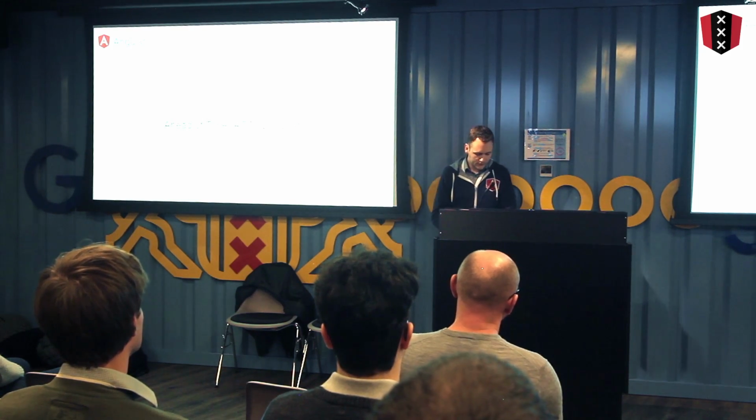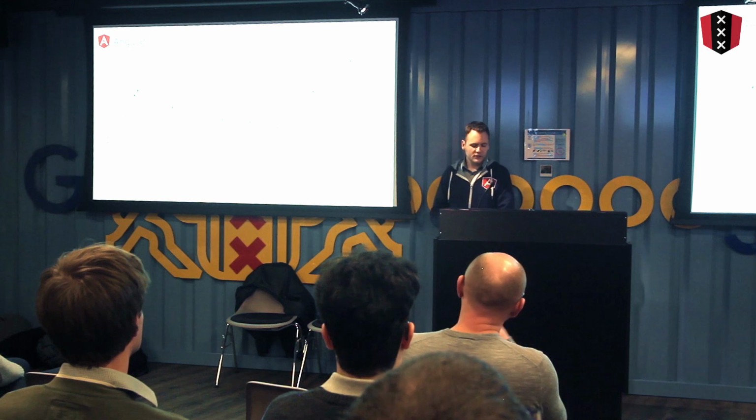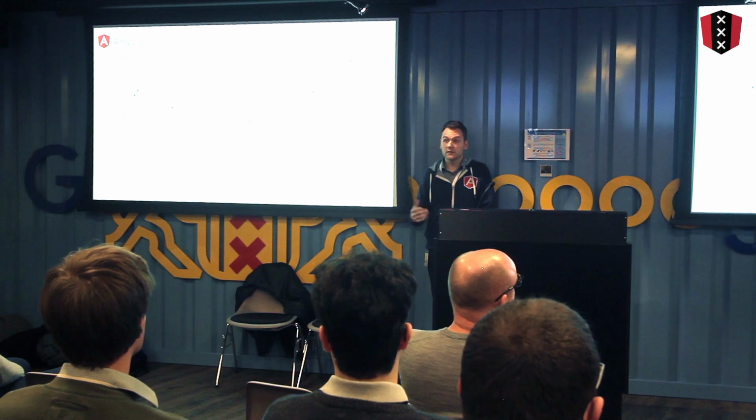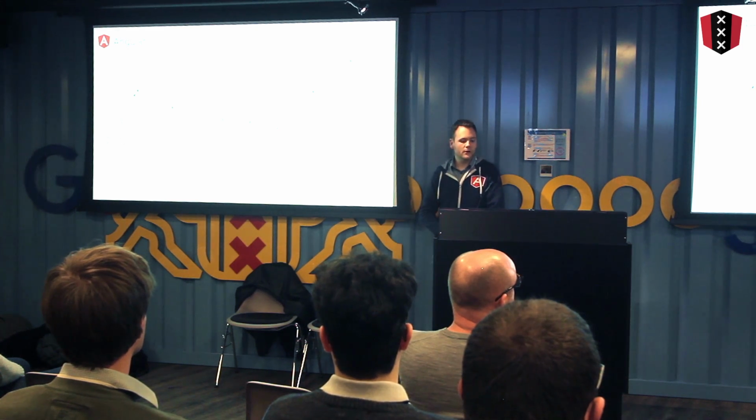And so when we talk about performance, this is an example of a flame chart. This is a company called Lucid Charts. Lucid Charts is basically a web diagramming, flowchart design application that's very popular, at least in the US. I don't know how popular it is here.